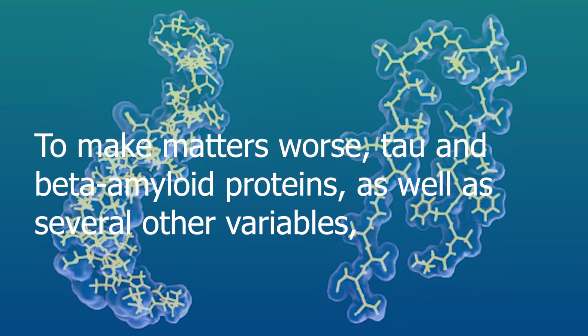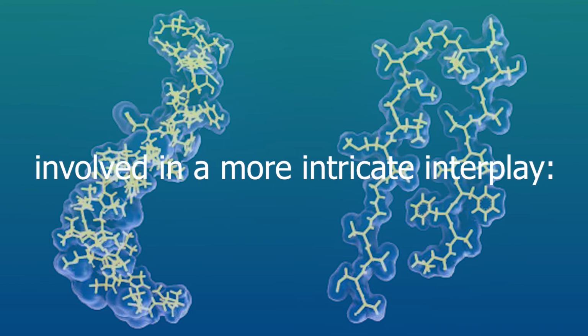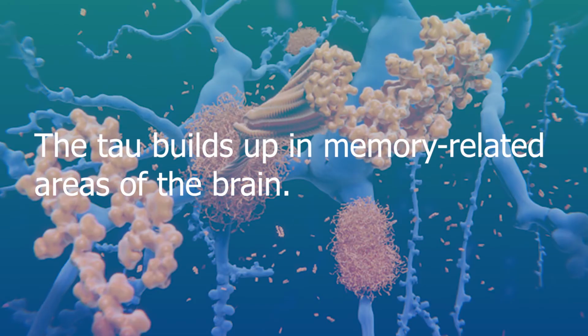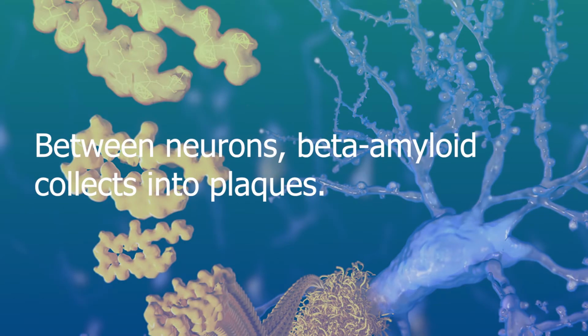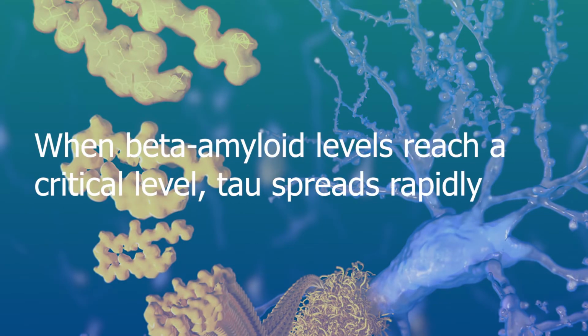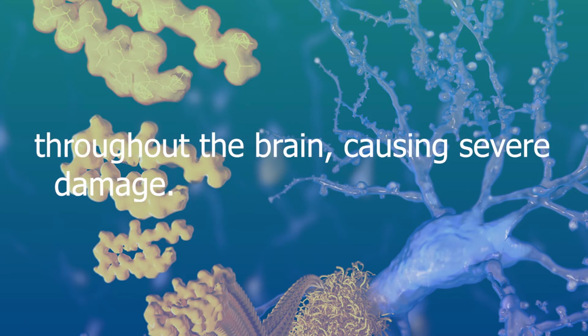To make matters worse, tau and beta amyloid proteins, as well as several other variables, are involved in a more intricate interplay. The tau builds up in memory-related areas of the brain. Between neurons, beta amyloid collects into plaques. When beta amyloid levels reach a critical level, tau spreads rapidly throughout the brain, causing severe damage.